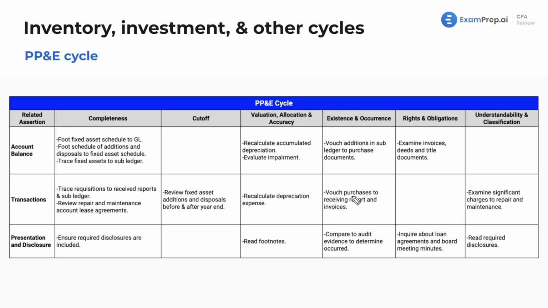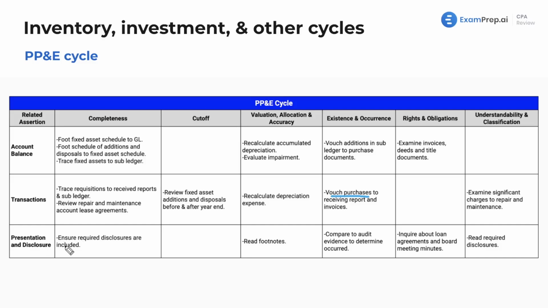For existence and occurrence, we want to vouch purchases to receiving reports and invoices. So we're going to take a purchase listing. We're going to see the accounting records to the receiving report and invoices. These are the original source documents. And for understandability and classification, we want to examine significant charges to repair and maintenance, making sure, again, the costs are properly classified between expensed and capitalized.